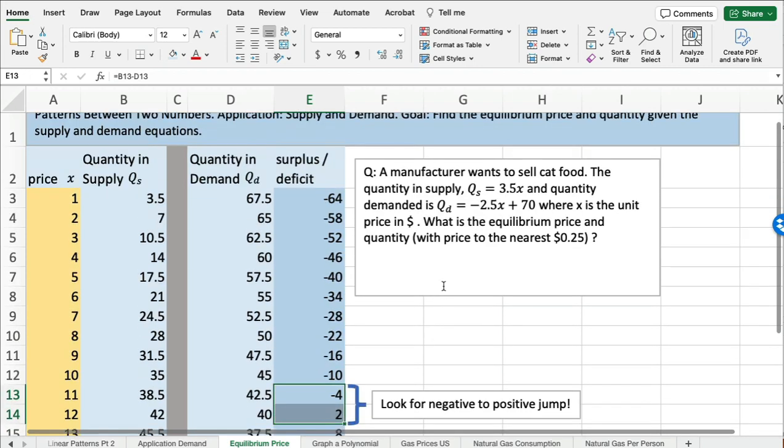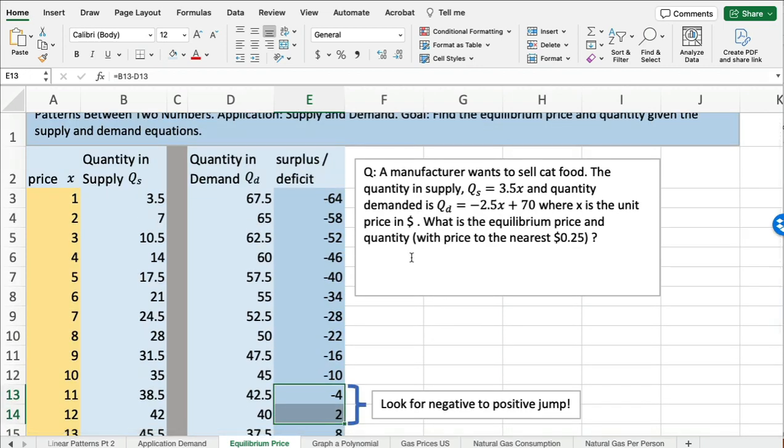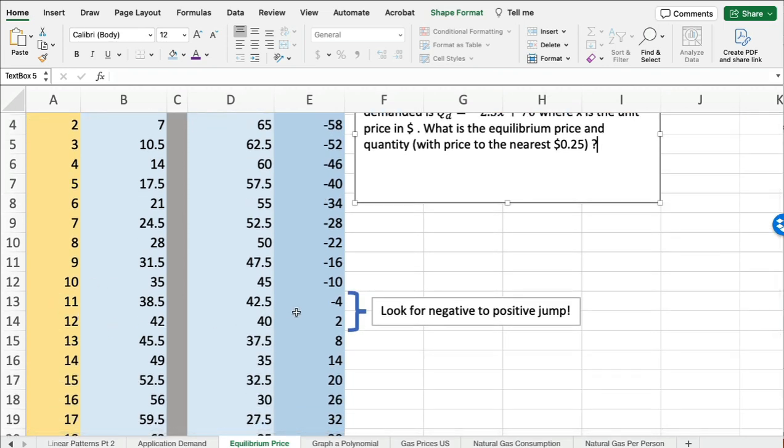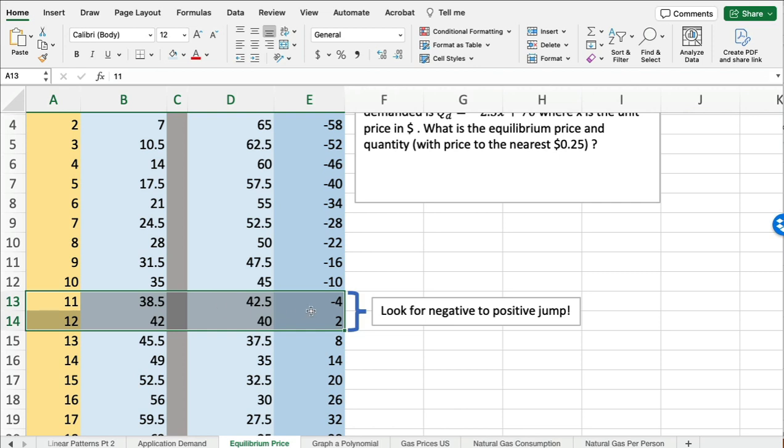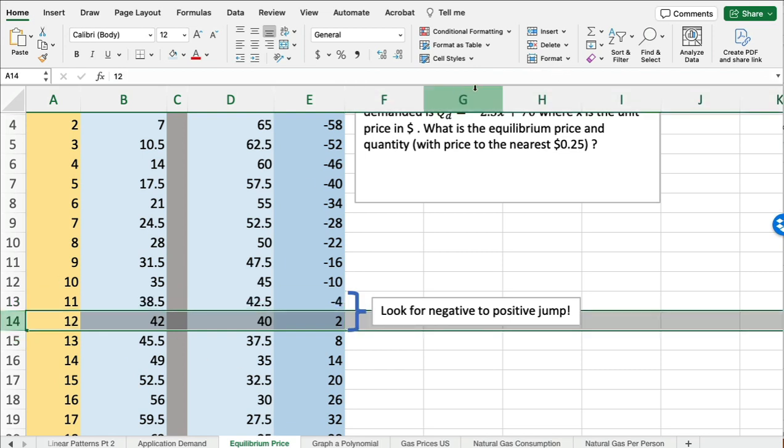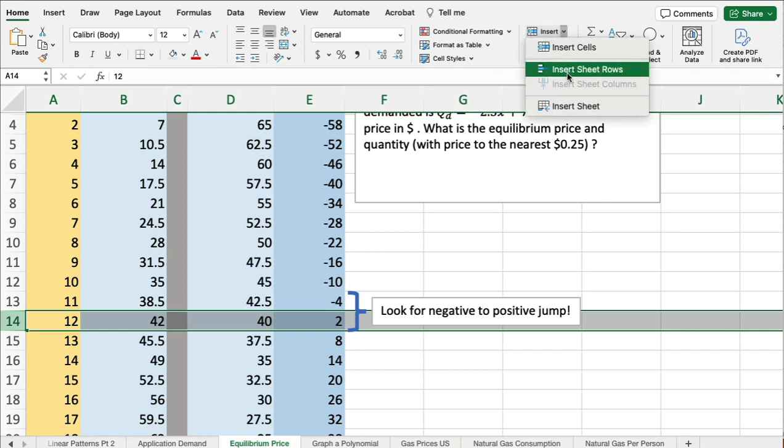When I look at my question, it says it wants the equilibrium price and quantity with the price to the nearest 25 cents. So we're not going to be changing this price by too much. We're only going to be changing it by 25 cents at a time. Somewhere between $11 and $12, we get the closest that we're going to get to our 0 in column E there. So let's insert a few rows.